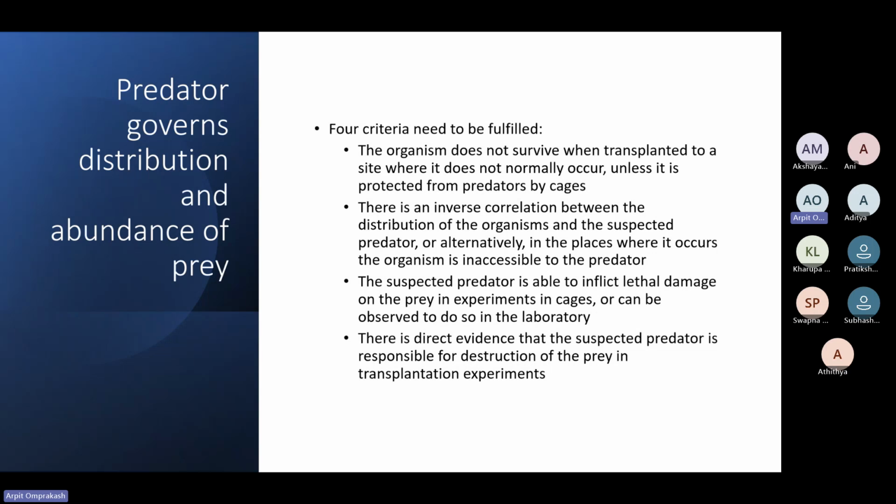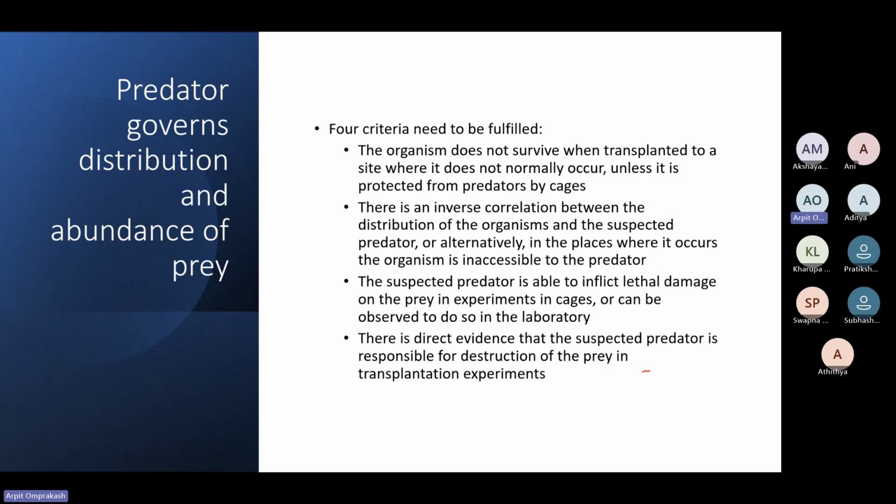The first is the organism does not survive when transplanted to a site where it does not normally occur unless it is protected from predators by cages. So basically, we put some algae or some other species in a cage and put it into the new area so that the predator cannot attack it. Then we see if it is proliferating when caged, and not proliferating when not caged, then that means there is some effect of the predator, right?